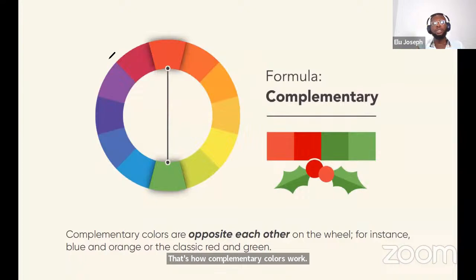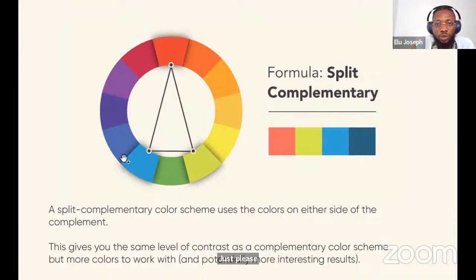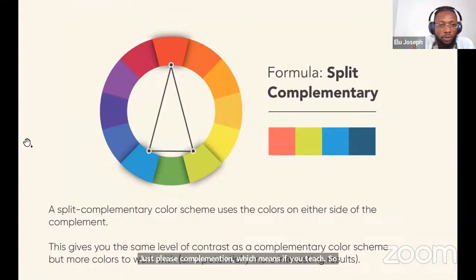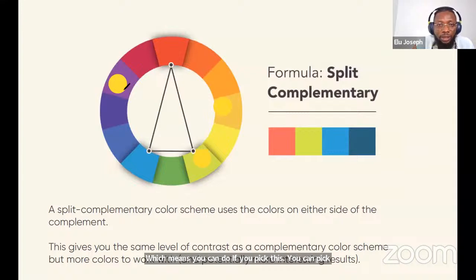Then I said there's split complementary. The split complementary, which means if you pick 2 colors, one color up on one side and 2 colors on the other side, which means if you pick this, you can pick this and this. That gives you that shape.